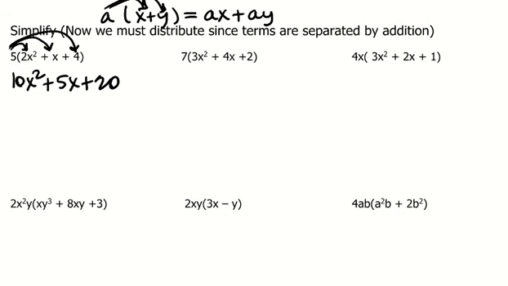This one on the right. Multiply 4x by 3x squared. That's going to be 12x to the third. I'm going to go over here. 4 times 2 is 8. x times x is x squared. And then 4x times 1 is 4x.